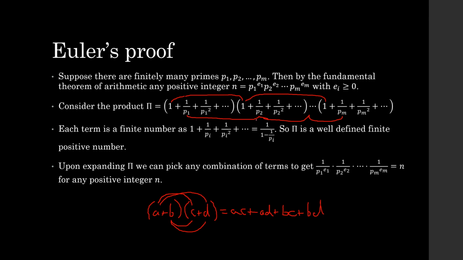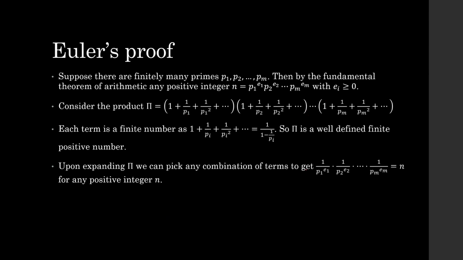And in fact, I can do this with any combination of these constituent parts. So in the end, I'm going to characterize all the terms as being 1 over p1 to the e1 times 1 over p2 to the e2 times ... times 1 over pm to the em. So all of the terms are going to be combinations of products of powers of the reciprocals of the primes. And since the fundamental theorem of arithmetic tells us that any positive integer is represented by this, it means that all of the terms are actually going to be all of the positive integers, because I'm going to get all of these products here.